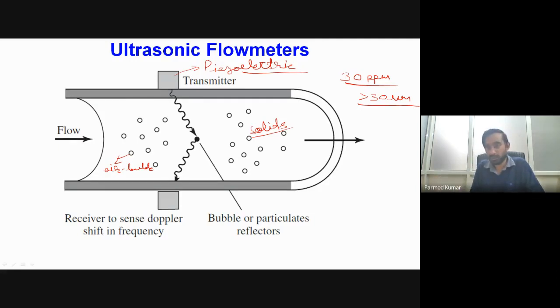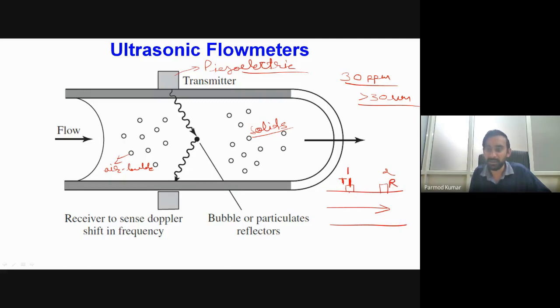One more configuration has been used, where both the transmitter and receiver devices are placed on the same side of the pipe. I am writing 1 and 2 here, and I am considering that the flow inside this pipe takes place from left to right. In the first trial, one was considered the transmitter and the second was considered the receiver.